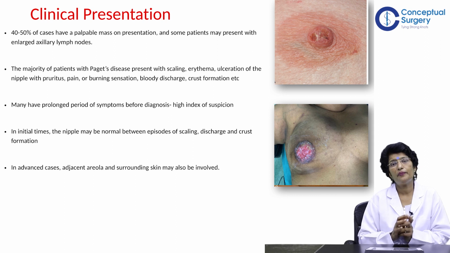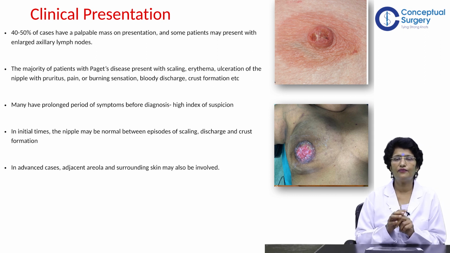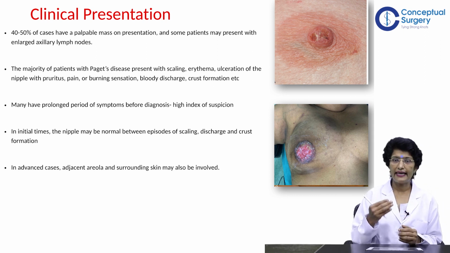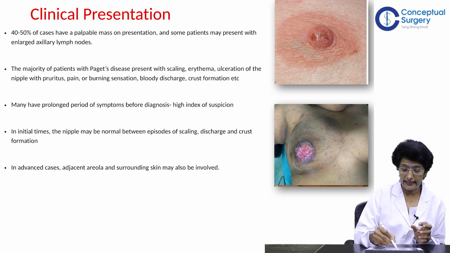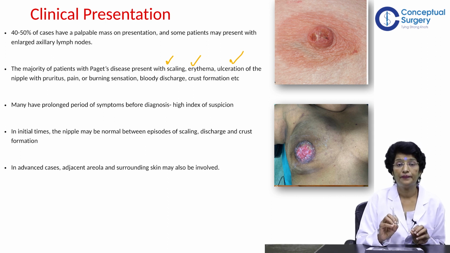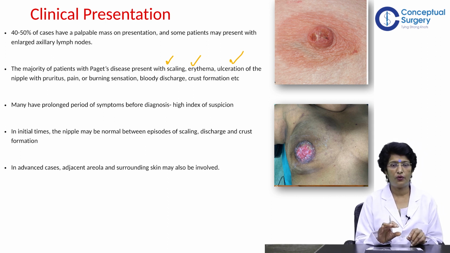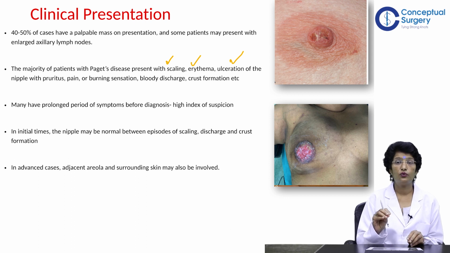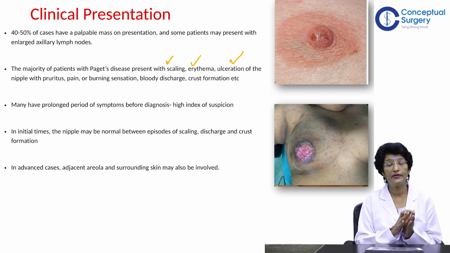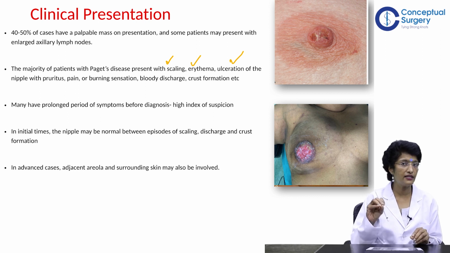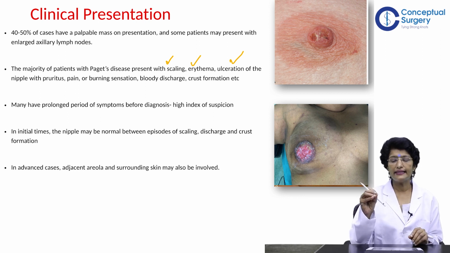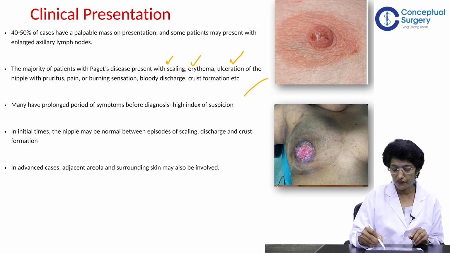The majority of Paget's disease patients will give you a history of scaling, erythema, ulceration, with itching. And there could be pain or burning sensation. There could be bloody discharge on the surface. Don't confuse this with a nipple discharge. A nipple discharge is a different entity where the discharge is coming out of the ducts. That is where the discharge is happening.